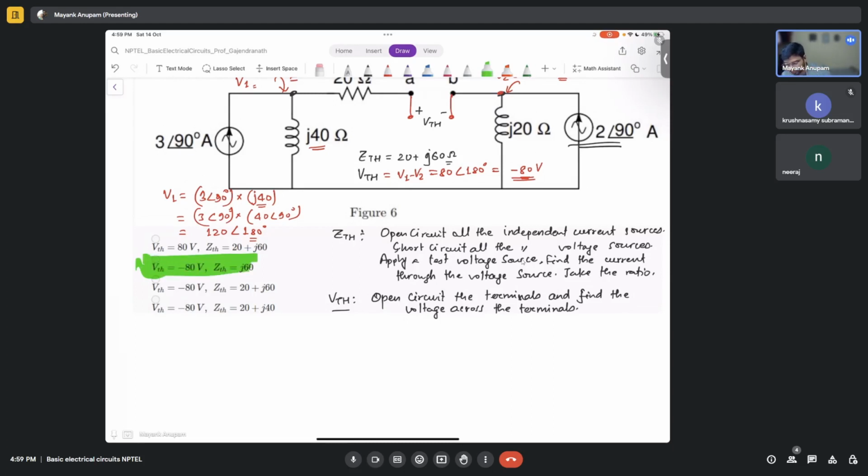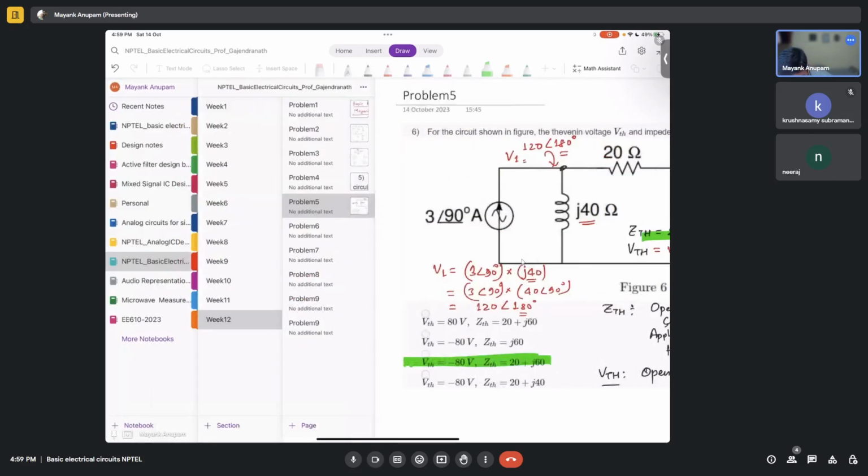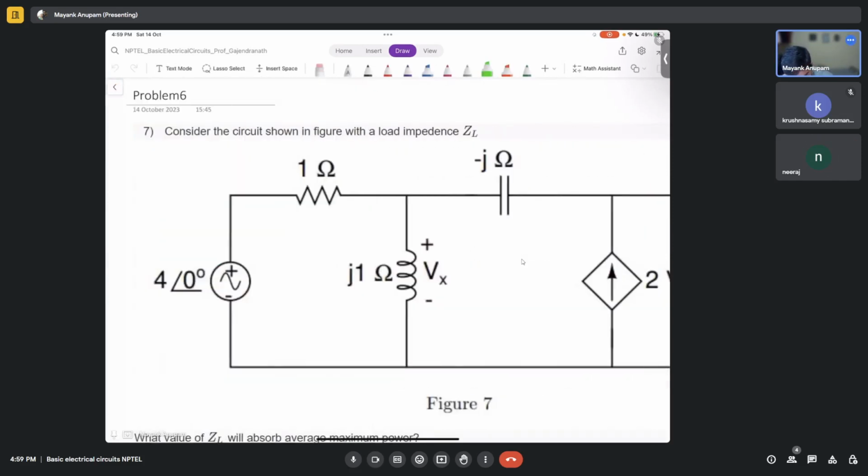So the correct answer would be this one, right? No, sorry. This is not the correct answer. The third one is the correct answer. ZTH is 20 plus J60. Yeah, the third one is the correct answer. So moving on quickly.